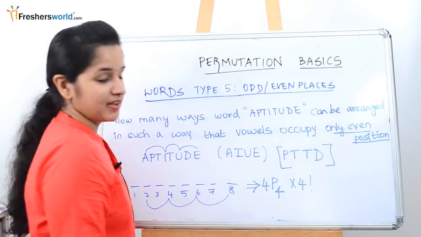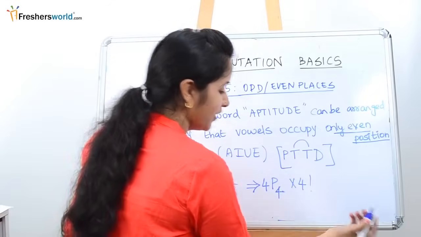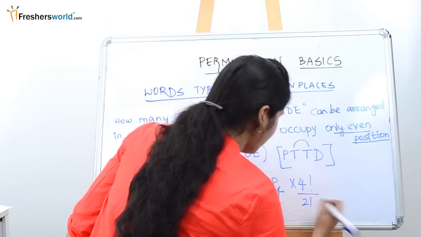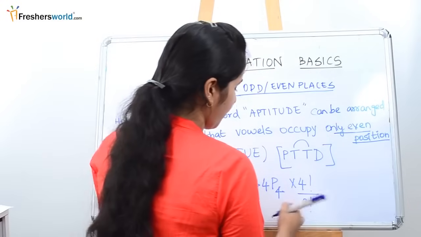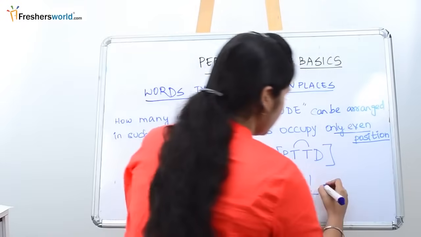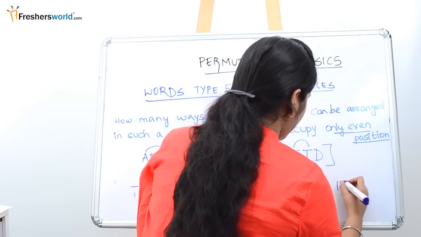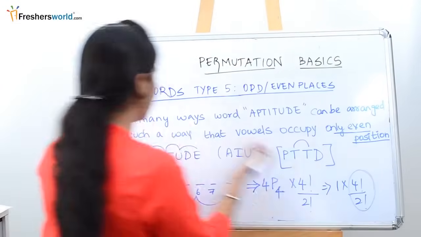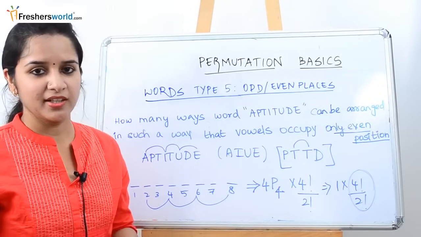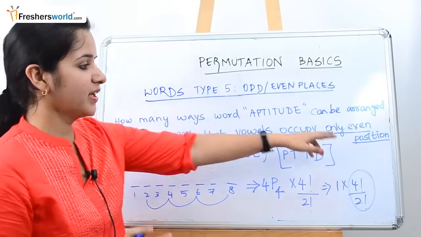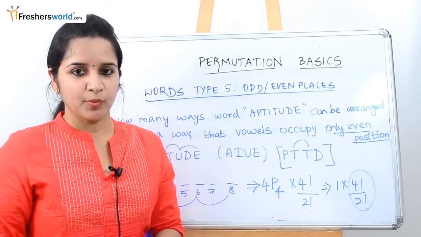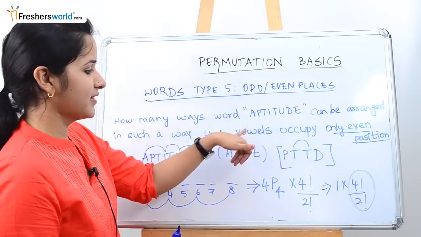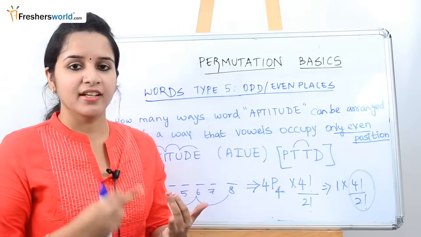But there is a catch here. You can see T is repeated twice. So what do we do? Divide by 2 factorial. So 4P4, if you do this, which is nothing but 1 into 4 factorial by 2 factorial. So once you solve this, you will know the number of ways the word aptitude can be arranged when the vowels occupy only even position. A similar type of problem will come with vowels replaced by consonants and other words.